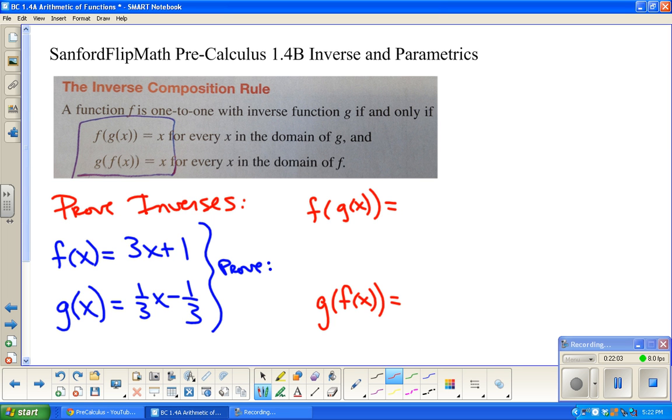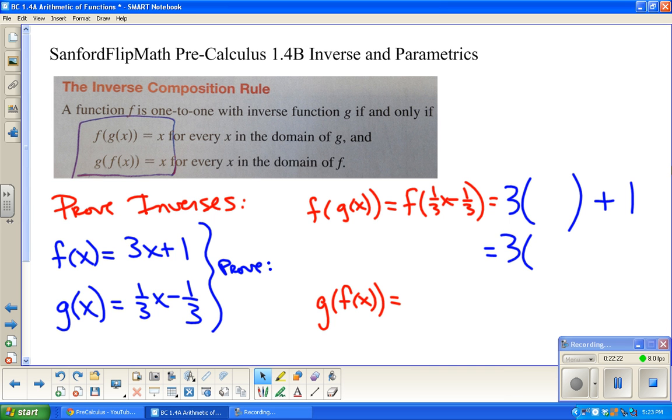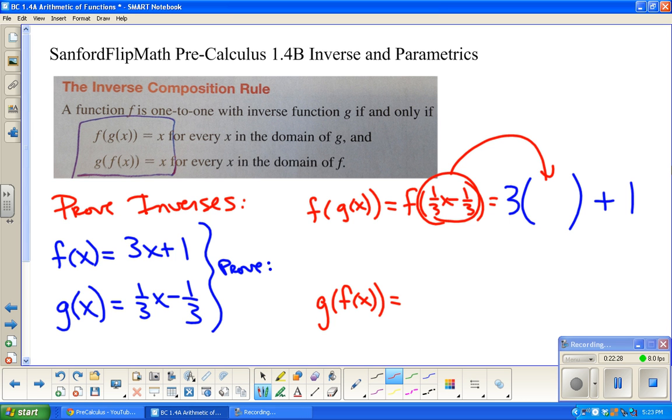So let's do f of g. f of g would be f of 1/3 x minus 1/3. So that means I'm going to do 3 times something plus 1. This sounds familiar from yesterday. Okay, so let's take this thing and put it there.